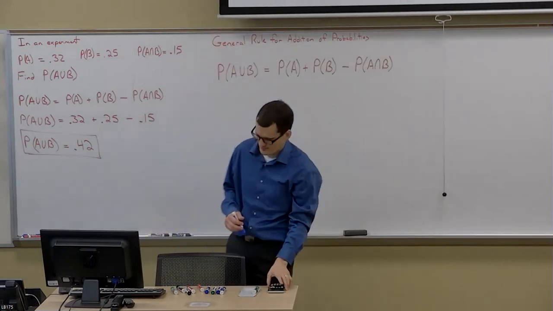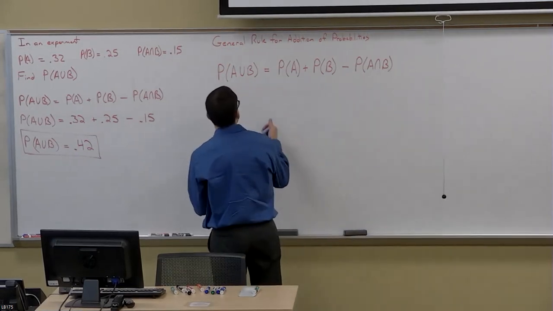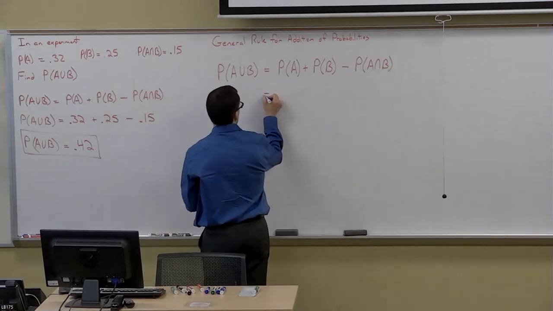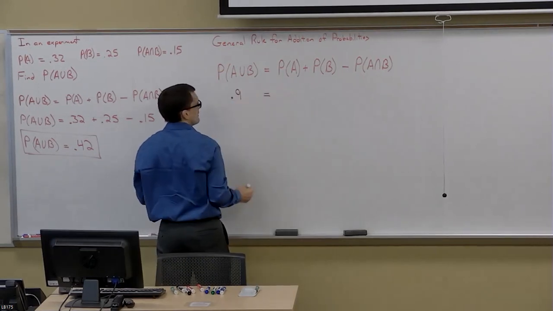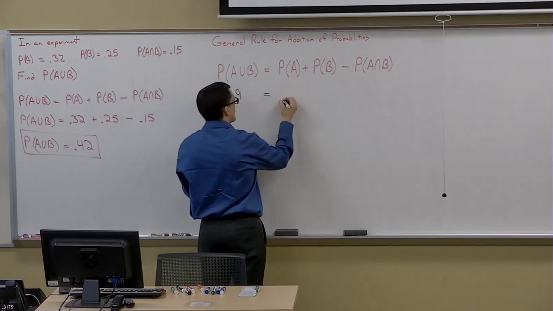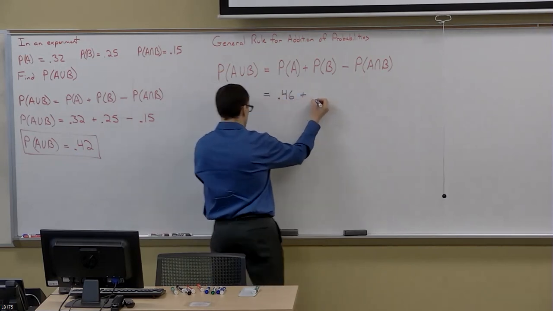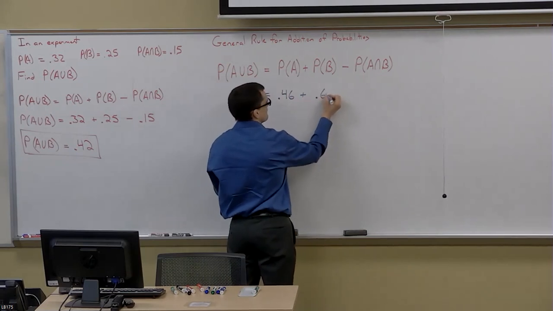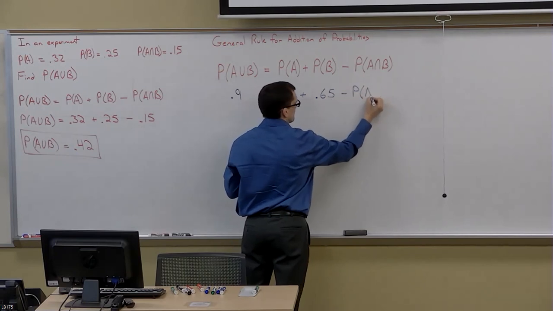All right, so let me go through this one. It said that the probability of the union was 0.9. The probability of A was 0.46, and the probability of B was 0.65. And it's asking us to find the probability of the intersection.